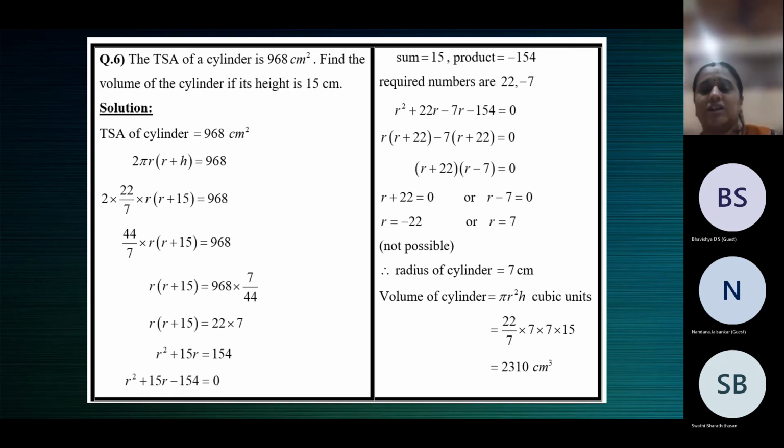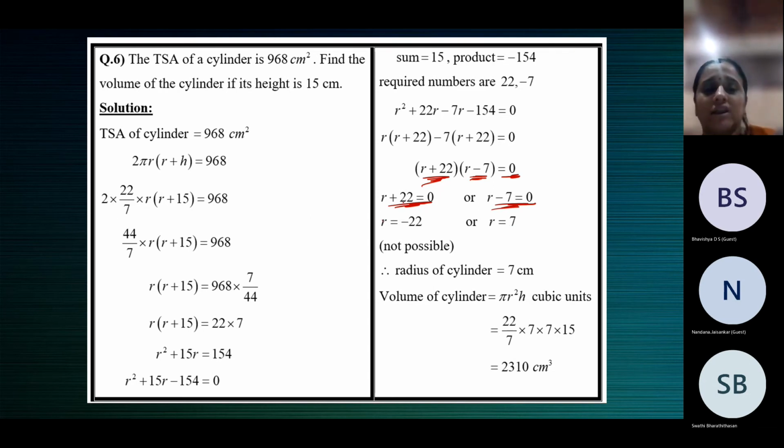So now to find the values of r, we need to equate these expressions to 0. So r plus 22 is equal to 0, and r minus 7 is equal to 0. When you solve the first, you get r is equal to minus 22. When you solve the second, you get r is equal to 7.